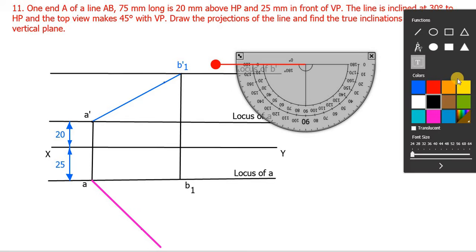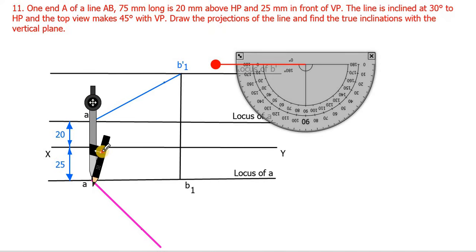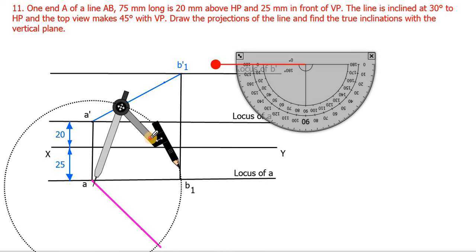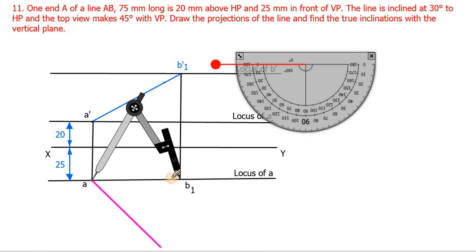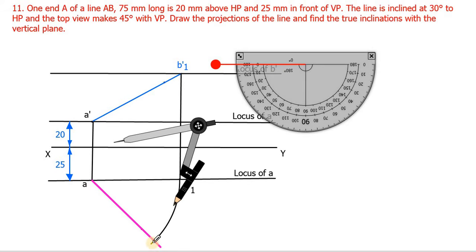Then take the compass with A as center and of radius AB1. Draw one arc to cut the top view. So this point will be B and the length will be top view length. Okay. So now we have calculated the top view length. So let us mark the point as B.